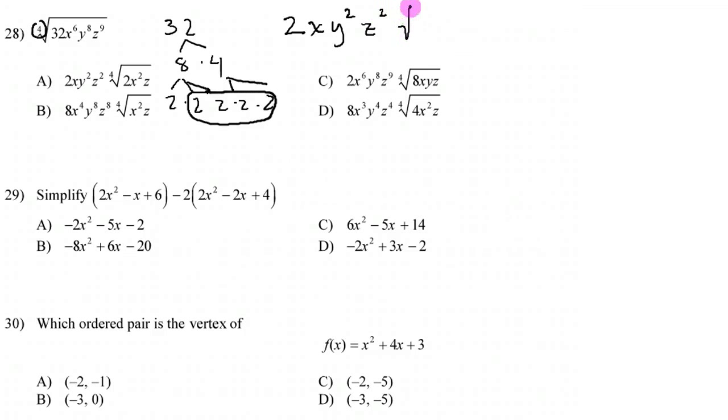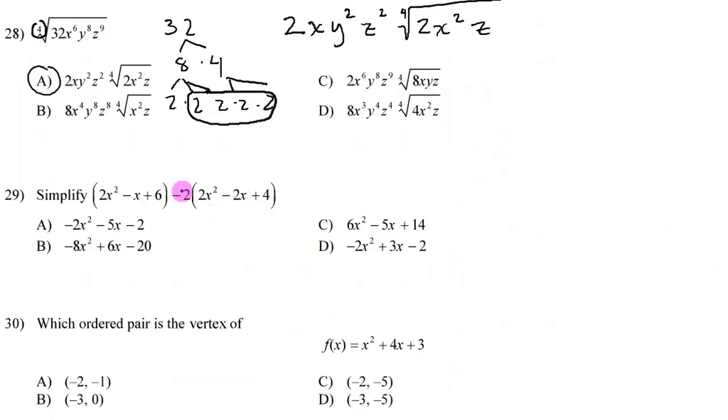And left inside of the root, make sure we put the little 4 on there, we had a leftover 2. We had 2 leftover x's, so that's x squared. And we had no leftover y's, all of them came out. And then 1 leftover z. So we have 2x y squared z squared. Which one is that? That would be this, A.